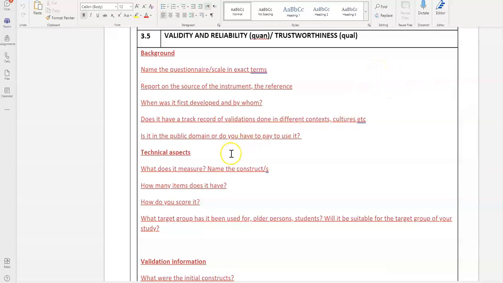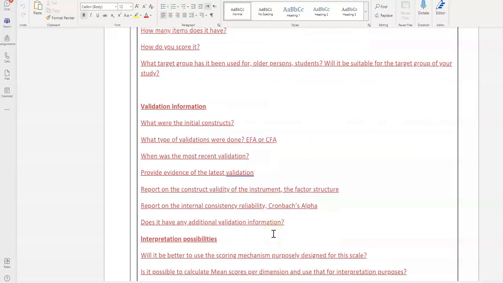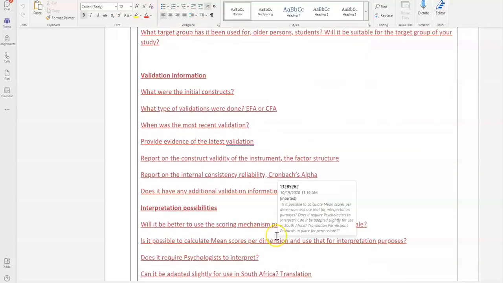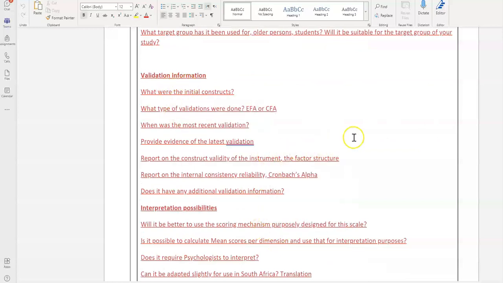Secondly, you need to report on the technical aspects. Now, the technical aspects are the psychometric properties. Then, thirdly, you need to continue with validation information. So, what type of validations were done? Where were the latest validations done? What is the scale used for? Has it been adapted?